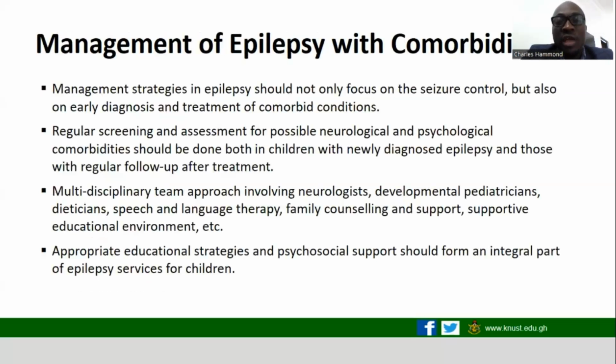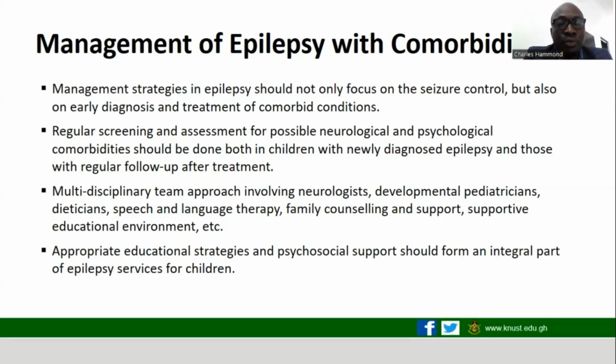So in managing the patients with epilepsy and comorbidities, it is important that the management strategy is not focused only on seizure control, but on early diagnosis and treatment of comorbid conditions. This is very important because the comorbid conditions sometimes are even of more worry to the patients than the epilepsy itself. Also, regular screening is very, very important. Regular screening and assessment for possible neurological and psychological comorbidities should be done in both children with newly diagnosed epilepsy and then in those who are on regular follow-up at the clinics. They should all have regular screening for ADHD, screening for autism, for depression, and other comorbidities from time to time.